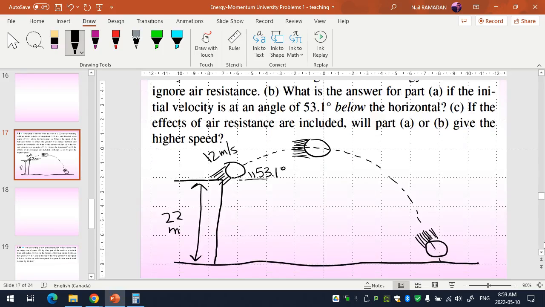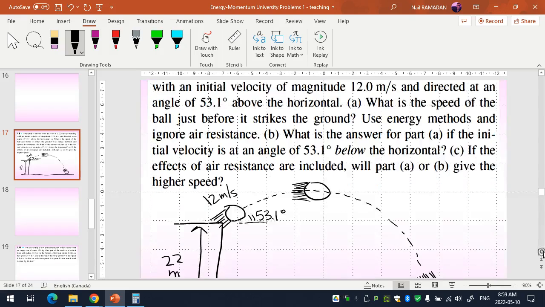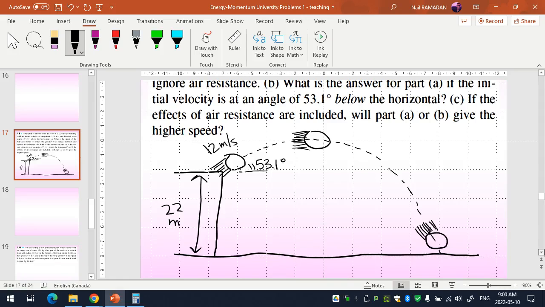How would I find the speed here? Because that's what the question is asking. What's the speed before it hits the ground? Raise your hand if you want to suggest a method. Anyone? The question is asking, what is the speed of the ball just before it strikes the ground? How did we do it in the big slide 2 days ago? Come on. Look through your notes.